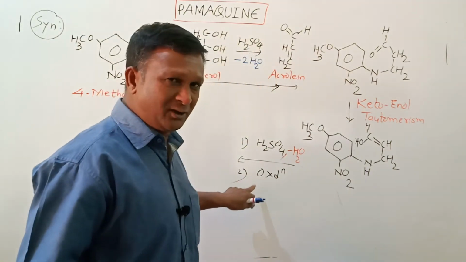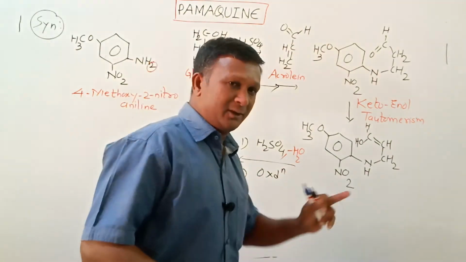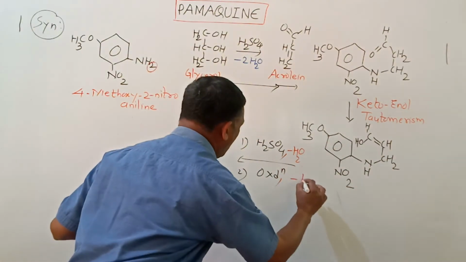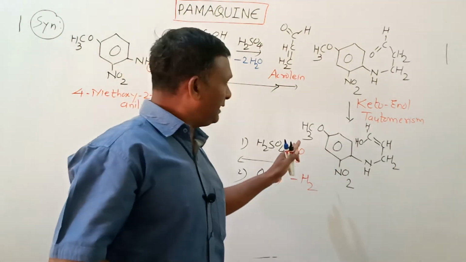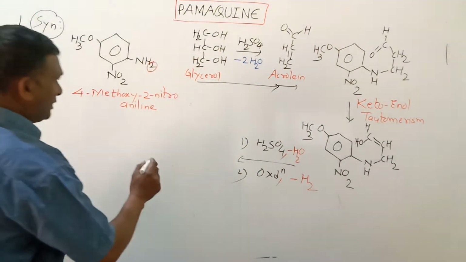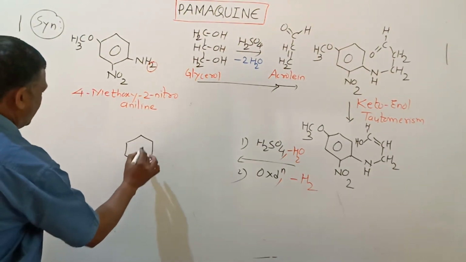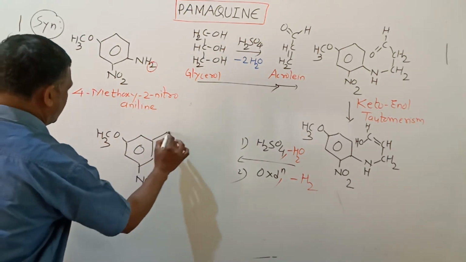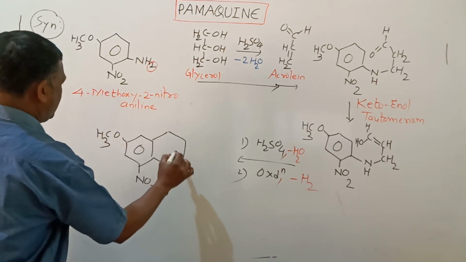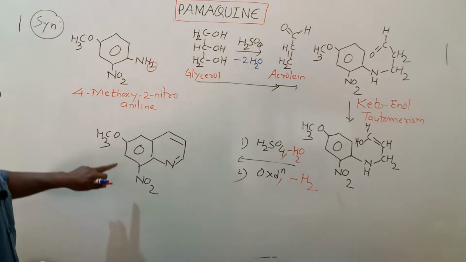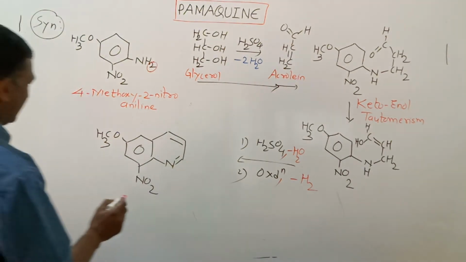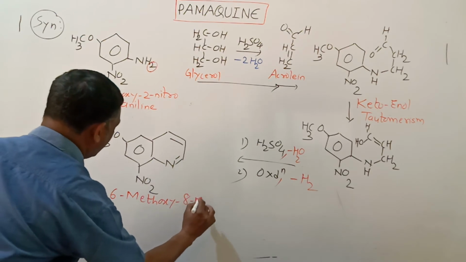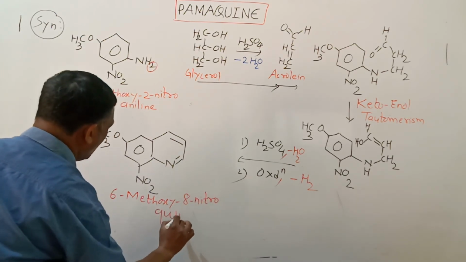Likewise, when oxidation takes place with a suitable oxidizing agent, there is loss of these two protons, this hydrogen and this hydrogen. So by oxidation we have loss of two protons. So this ultimately gives us the cyclized product with a full aromatic character. So this compound is called 6-methoxy-8-nitroquinoline.